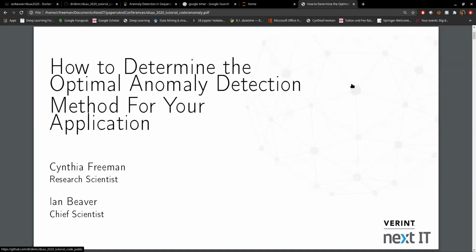And today we're going to talk about ways to determine the optimal anomaly detection method for your time series application. And this is a hard problem because the existence of a single anomaly detection method that is optimal for all domains is a myth.